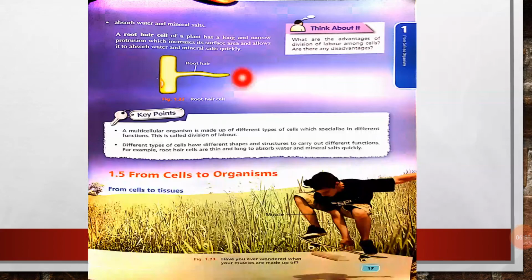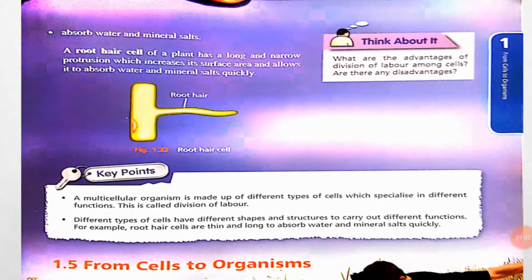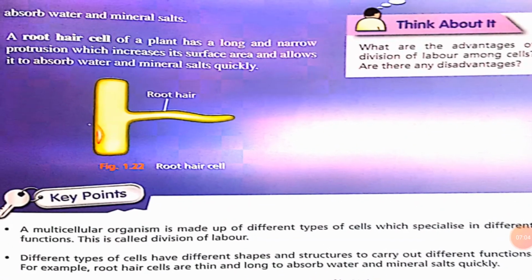Next thing is the root hair cells. Root hair cells are present in the plant body, and their function is absorbing water and mineral salts quickly from the soil. As you can see here, the long and narrow protrusion helps the plant to absorb maximum nutrients from the soil.